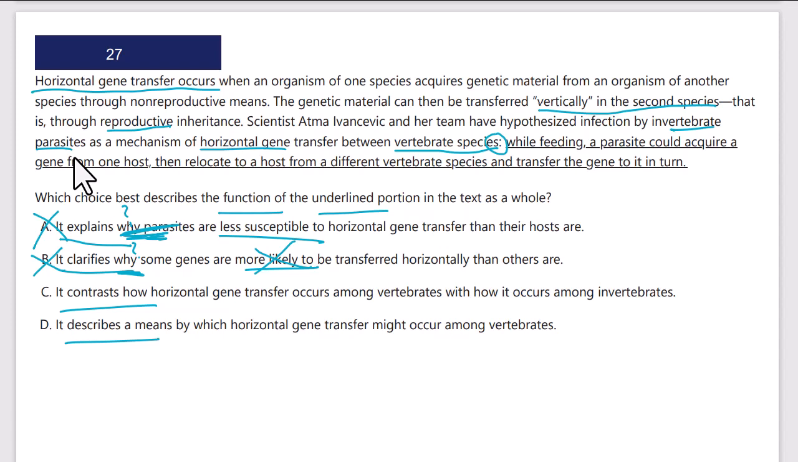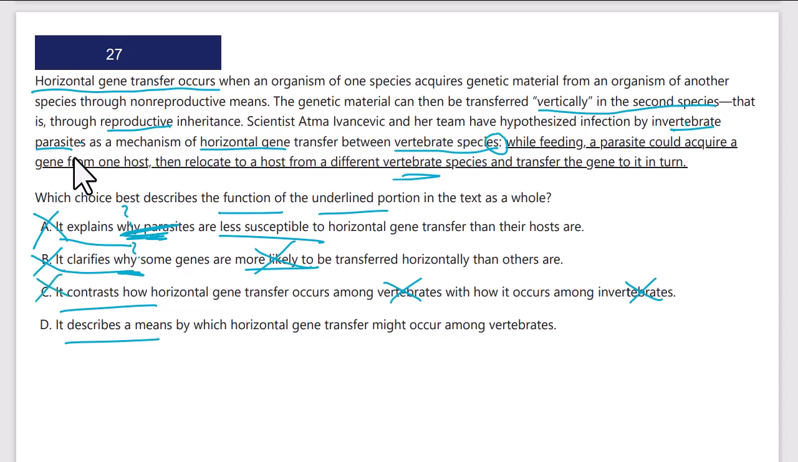It contrasts how horizontal gene transfer occurs among vertebrates with how it occurs among invertebrates. No, there's no comparison of vertebrates to invertebrates here. So that's not going to be correct, okay? It does mention an invertebrate parasite delivering to vertebrates, but it's not a comparison, so that's not right.